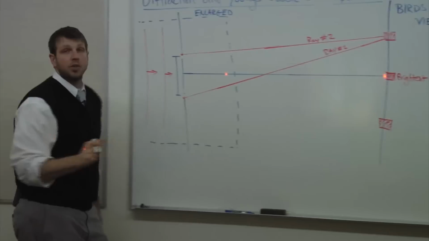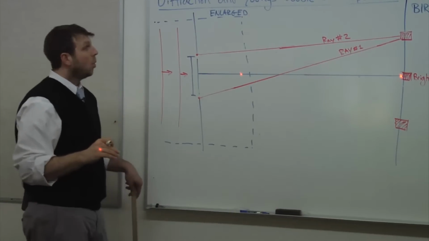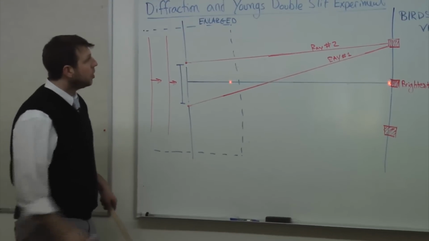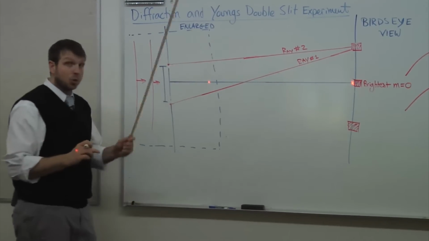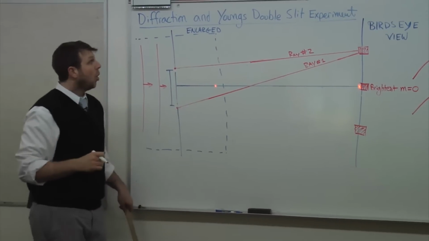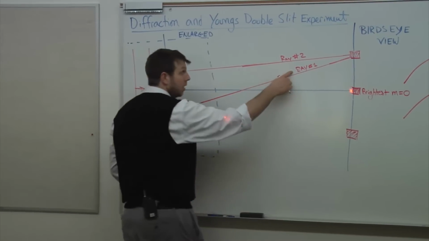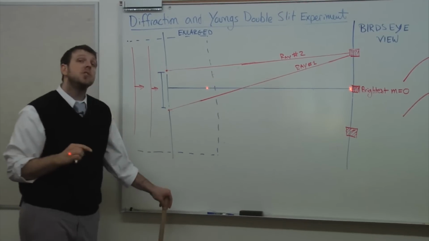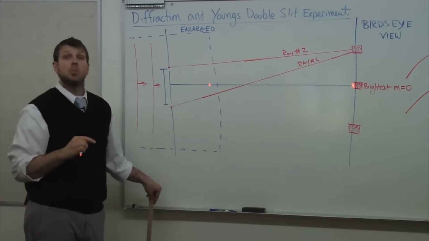So if we were to take a look at the difference between the two, we were talking about the distance moved by a wave. Well, if you look, and if we were to actually physically measure with our ruler, even our lines on the board, we would find out that ray 1 traveled a longer distance than ray 2. And that we can actually figure out what that distance is based on similar triangles.